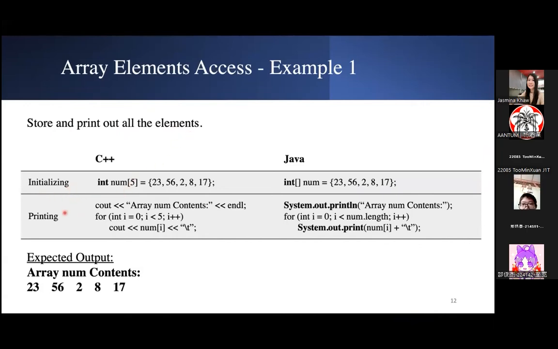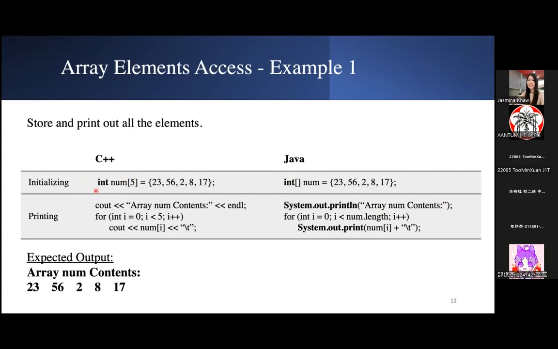Here we have two parts. The first part is initializing. The second part is printing. For initializing, we have the data type of the array in integer, and we have the array name of num. The size of the array will be 5, and we initialize 5 values to it. We have 23, 56, 2, 8, and 17. So this is the syntax in Java.